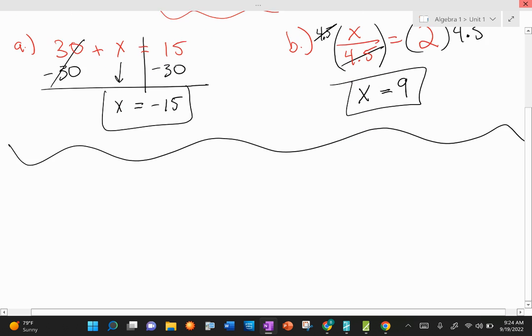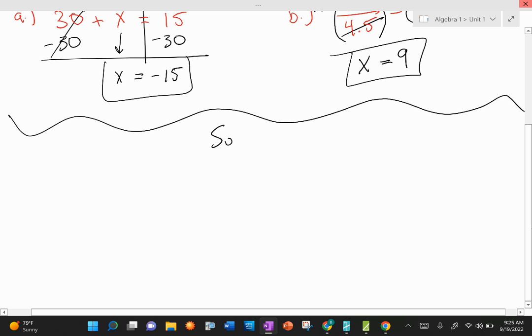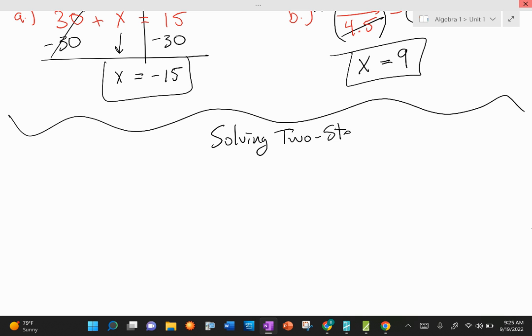So we'll just start with 2 steps. So this first section is going to be solving 2-step equations. On Wednesday, you will have a quiz over solving 1-step equations. I might sprinkle in a 2-step. I might also sprinkle in a bonus question or 2. So we'll see about that.